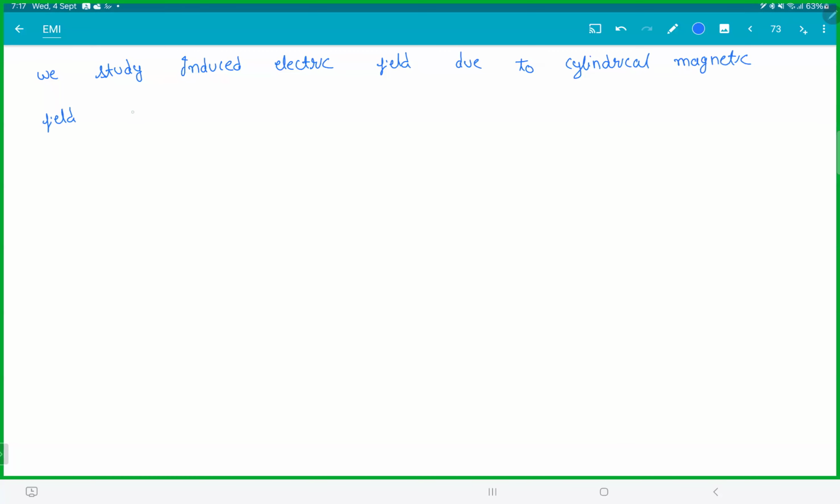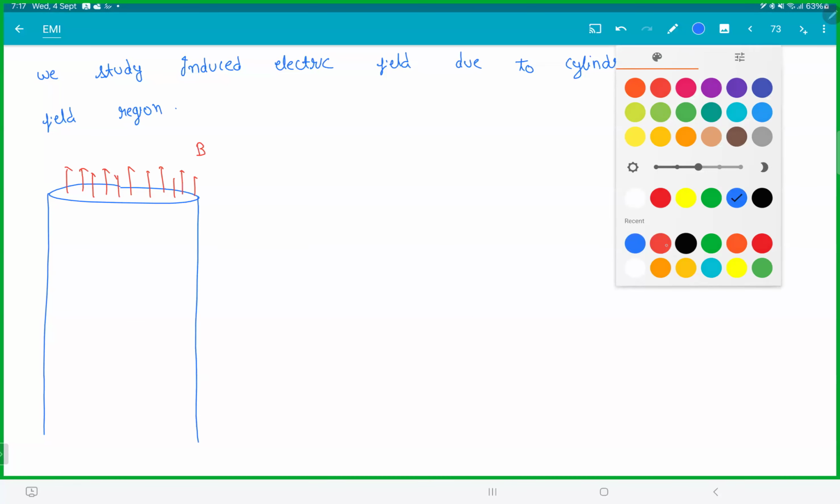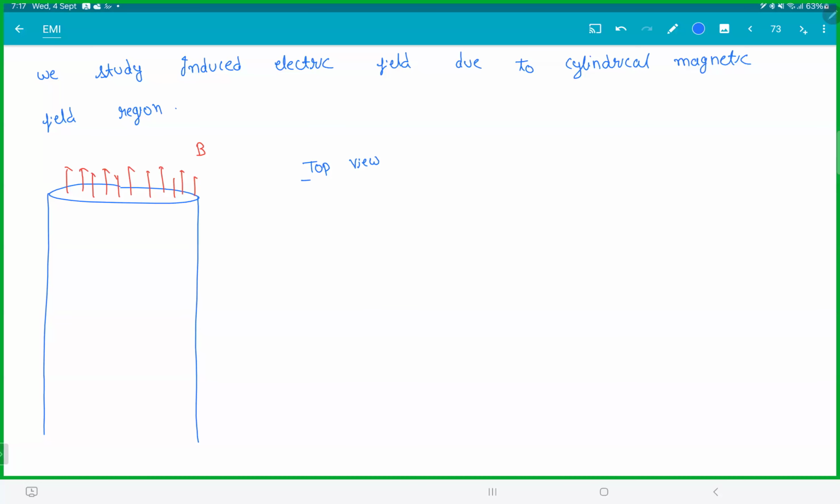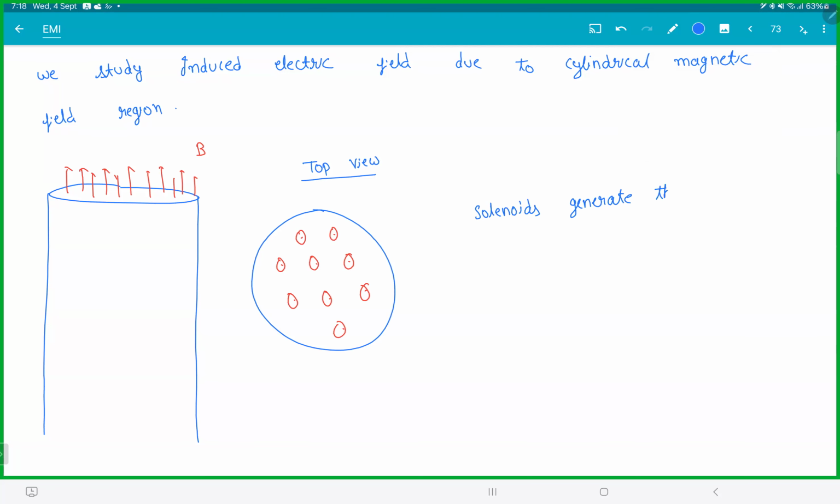And why cylinder? All points are equidistant from the axis. That is one. And if you take an infinite cylinder, the special thing about infinity is that every point is a midpoint. So we are trying to study these kinds of fields. If you look at this in the top view, the field is coming out. These kinds of fields you can create from solenoids. So this is how we will start.